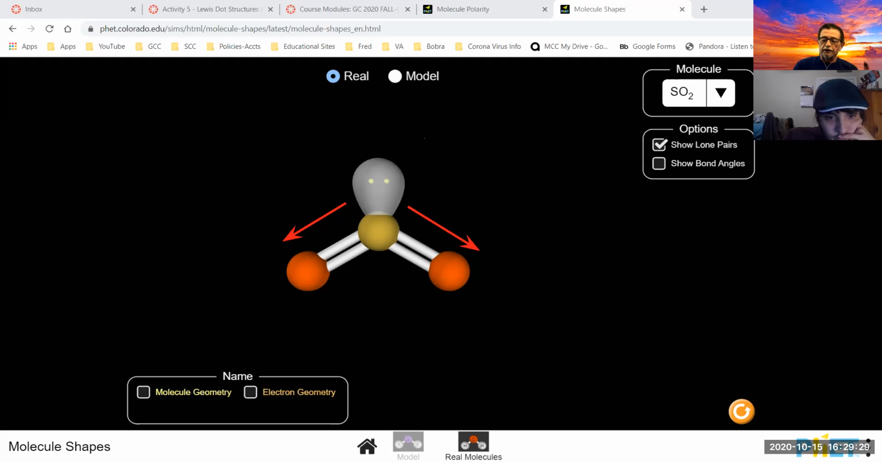Because of those lone pairs sitting right there, that bond angle is no longer at 180 like carbon dioxide would be. It is actually much less than 120 here. And the dipoles are going in different directions, so this molecule is polar. It has two polar bonds, and because the polarity is going in different directions, you end up with a polar molecule.